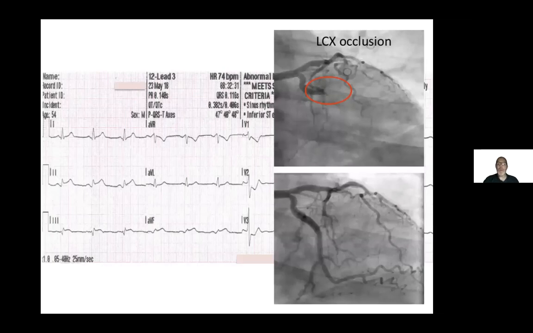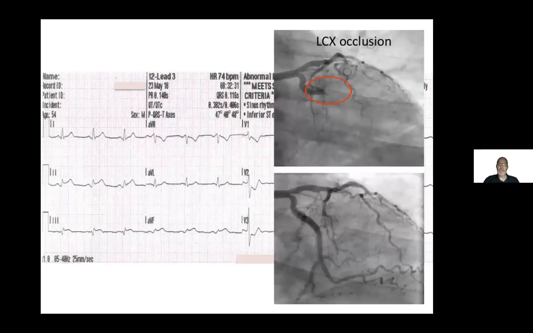Well, one, I think we'd all agree we're still going to do a right-sided EKG. And that's good practice. If there's an inferior injury pattern, then we should be doing a right-sided EKG on these patients, period. But you would not have seen any ST changes in V4R because the right coronary was not the culprit artery. The culprit artery was left circumflex.